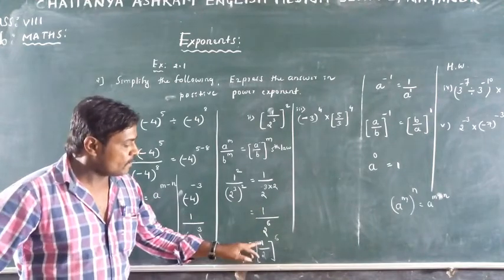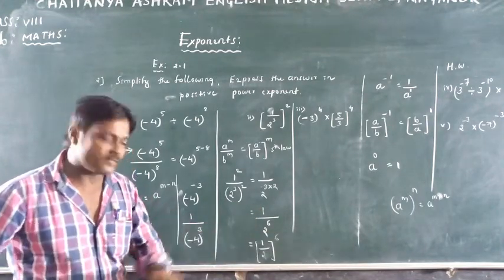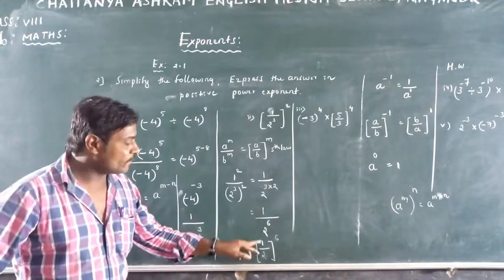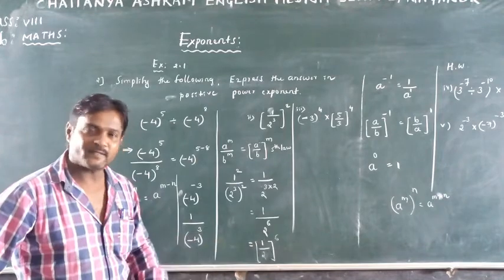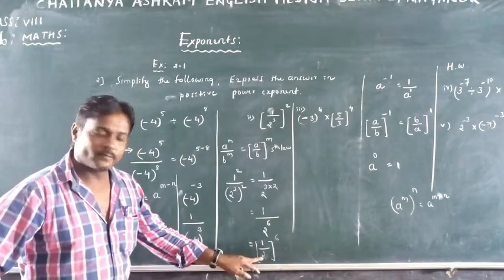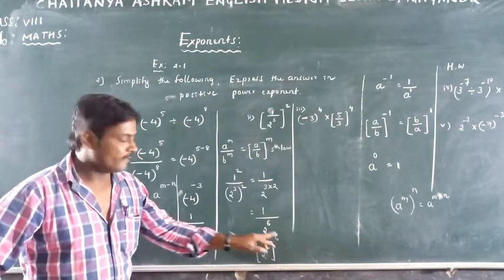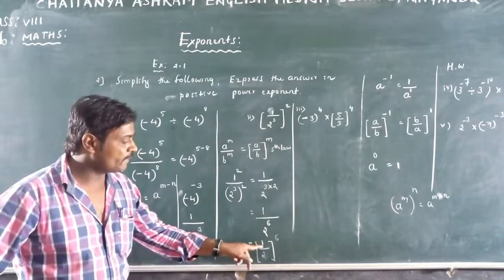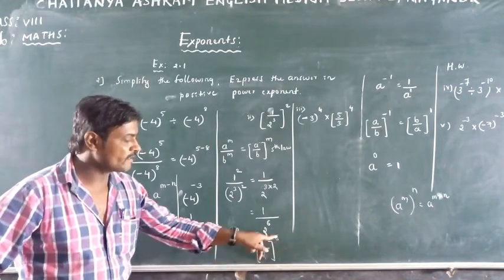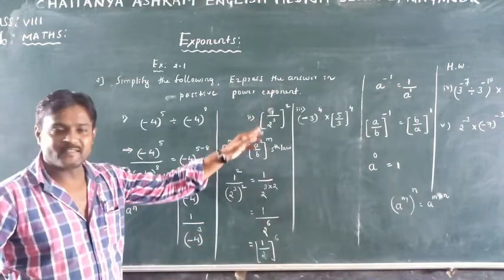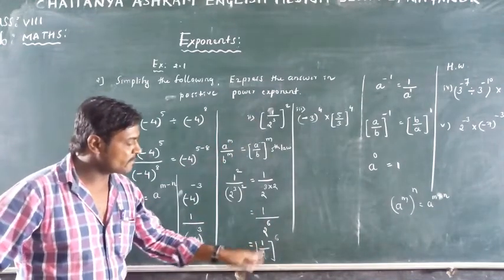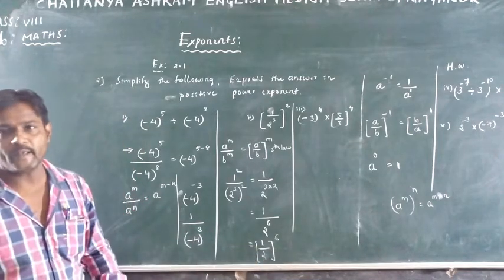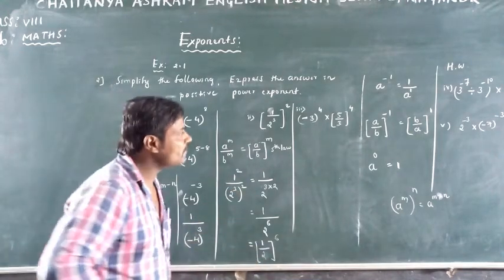Because here 1 raised to the power 6 is how much? 1. Yes or no? So this 1 we can write 1 raised to the power 6, and 2 raised to the power 6. So this is same as 1 divided by 2 raised to the power 6. Now the answer 1 by 2 raised to the power 6 is in positive exponent. Clear? Then see this third one.